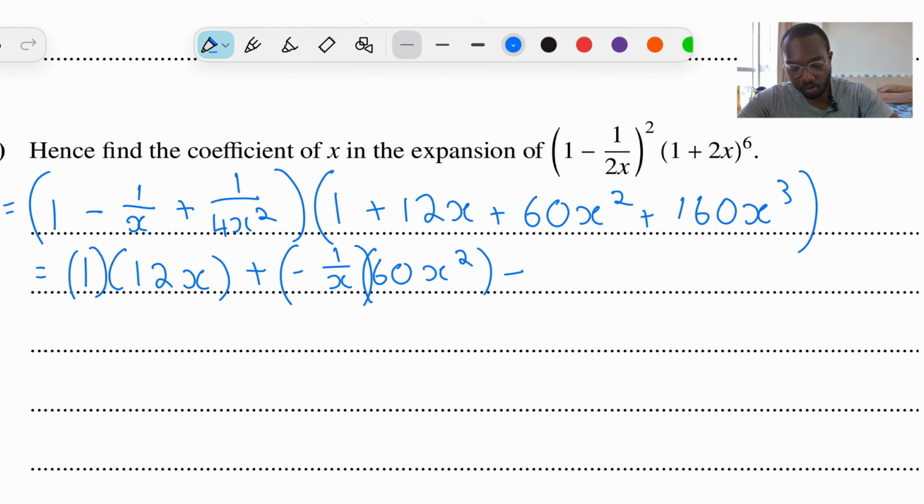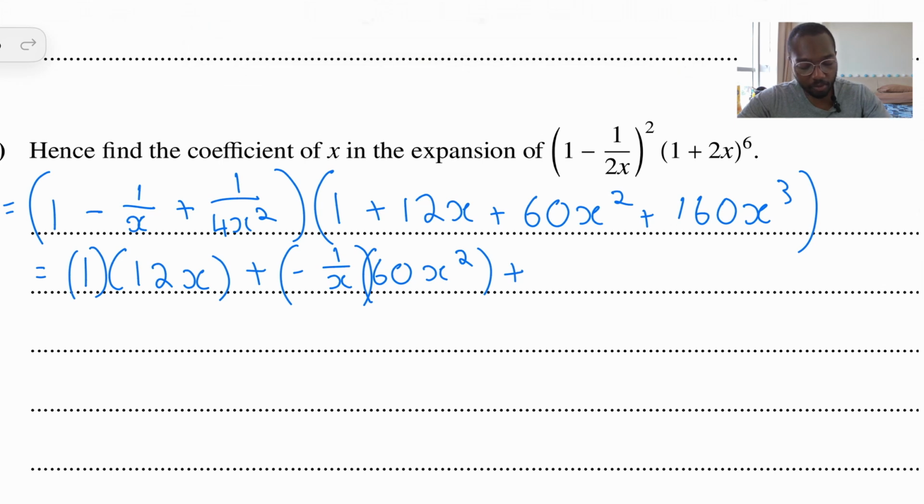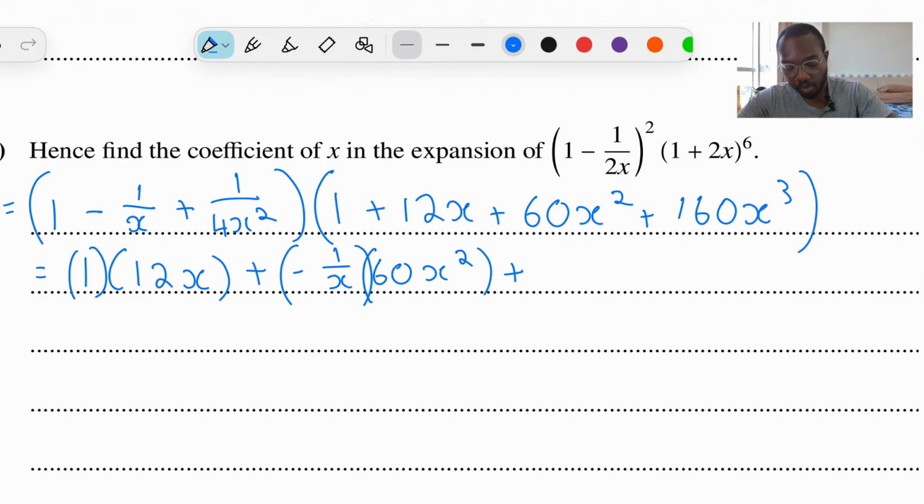And then for another one, we look at the 1 over 4x squared. And again, what else can give us an x coefficient? Well, this 1 over 4x squared, along with this 160x cubed, the x's will cancel out, and we'll be left with an x coefficient. So our last bit of workings will be the 1 over 4x squared times 160x to the power 3.